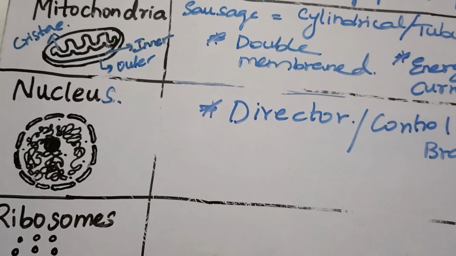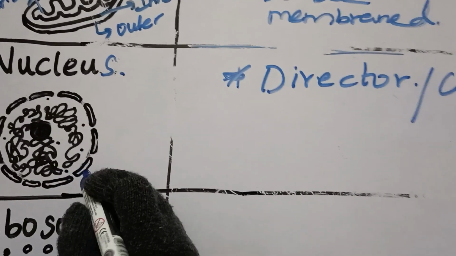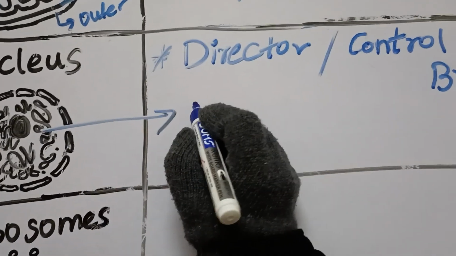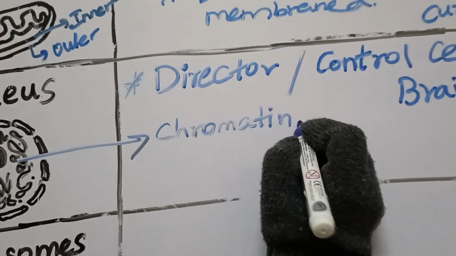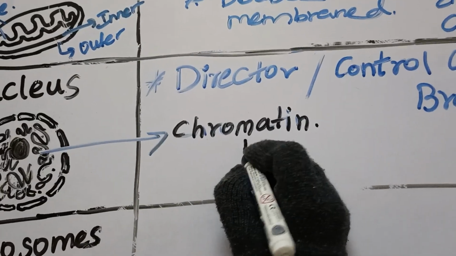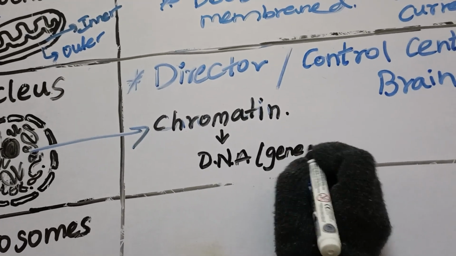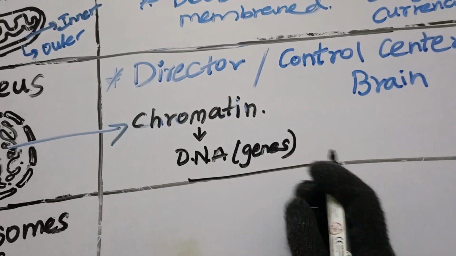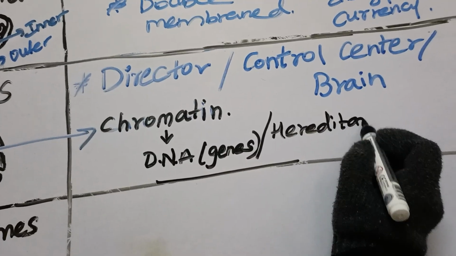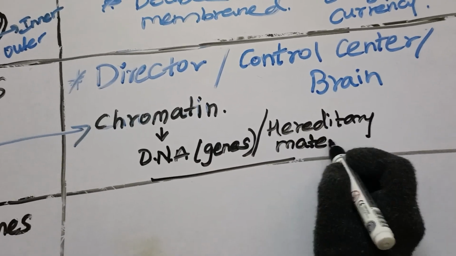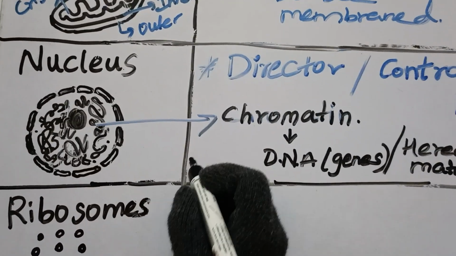As I have told you about the nuclear membrane and nucleoplasm, the thread-like structures here are called chromatin. And chromatin contains DNA. And what does DNA carry? DNA carries the genes. So what are genes? They are going to carry the hereditary information, the hereditary material that is transferred from one generation to another, from parents to children. Many students get confused about RNA.